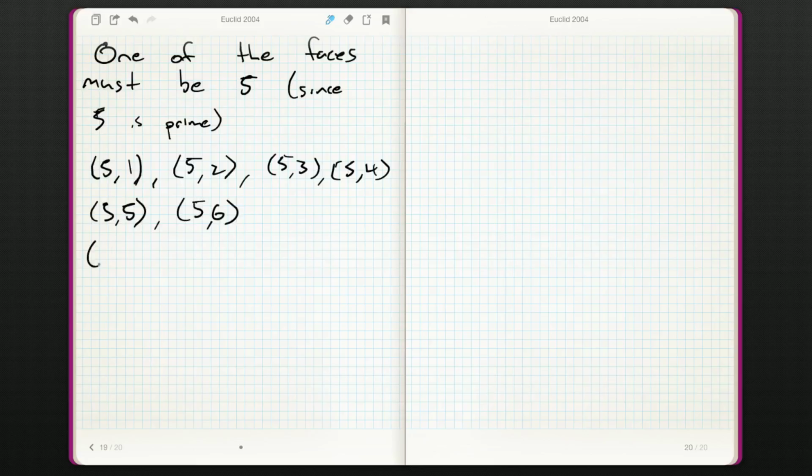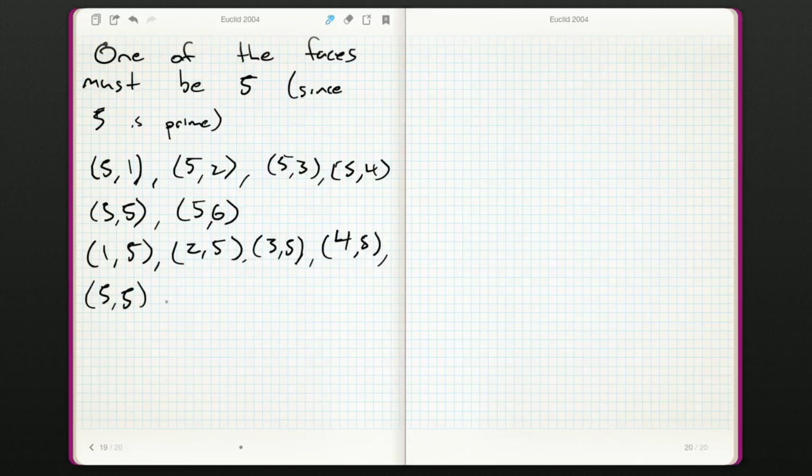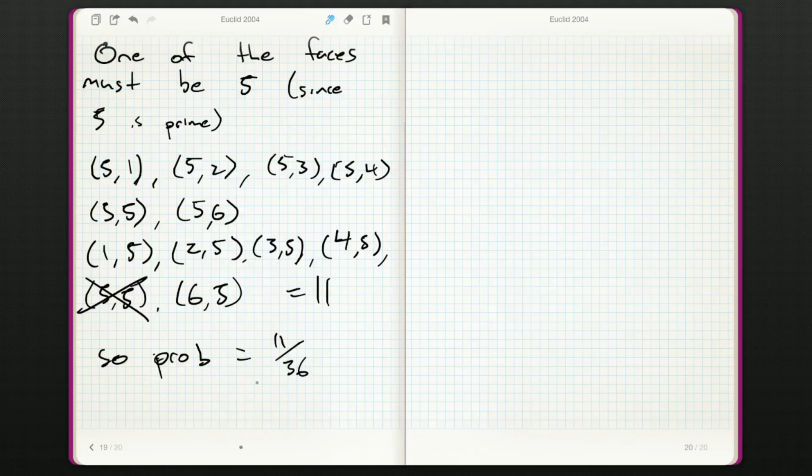5 and a 6. Or we could have the second die roll be the 5. 4 and 5, 5 and 5. There he is again. He showed up in both lists, so we don't want to count him twice. So we only count him once. And that's 6 plus another 5, 11 possibilities. So the probability is 11 out of 36 that the product of the top faces will be divisible by 5.